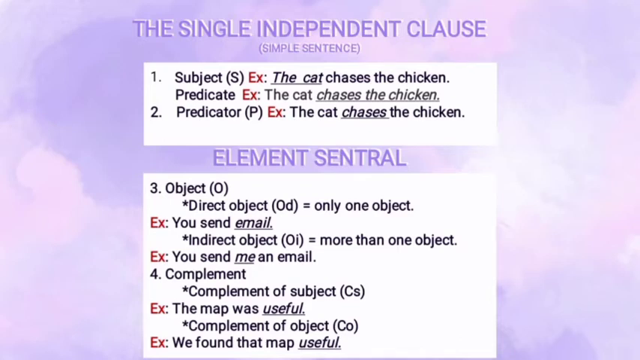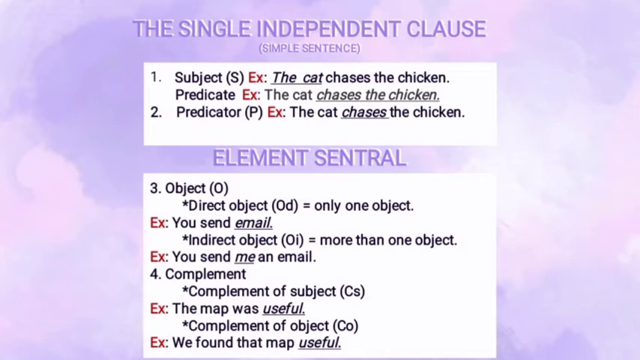And predicate. What is predicate? Predicate specifies what the subject is engaged in doing. Predikat menentukan apa yang sedang dilakukan oleh subjek. For the example, the cat chases the chicken. Chases the chicken is predicate.